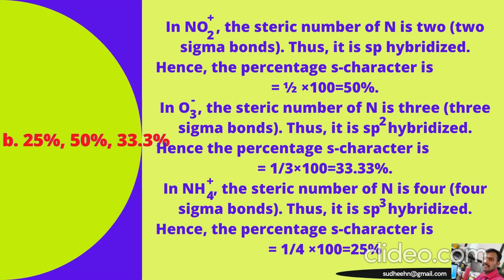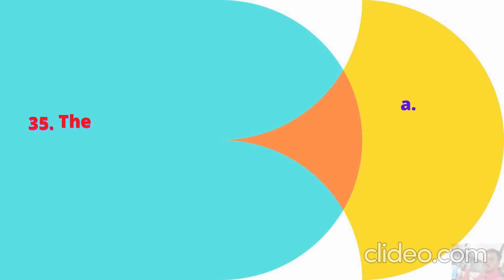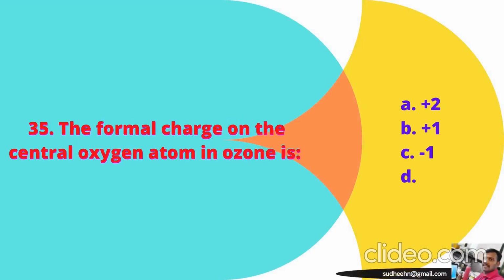And then in the NH4+ ion, the steric number of N is 4, because it contains 4 sigma bonds. Thus it is sp3 hybridized. Hence the percentage of S character is 1 by 4 into 100, that is equal to 25%. Next, question number 35. The formal charge on the central oxygen atom in ozone, that is O3. Option A: +2, option B: +1, option C: -1, and option D: 0.